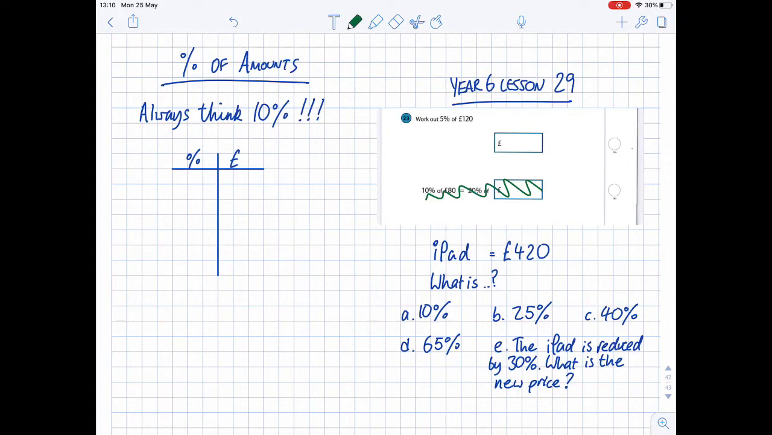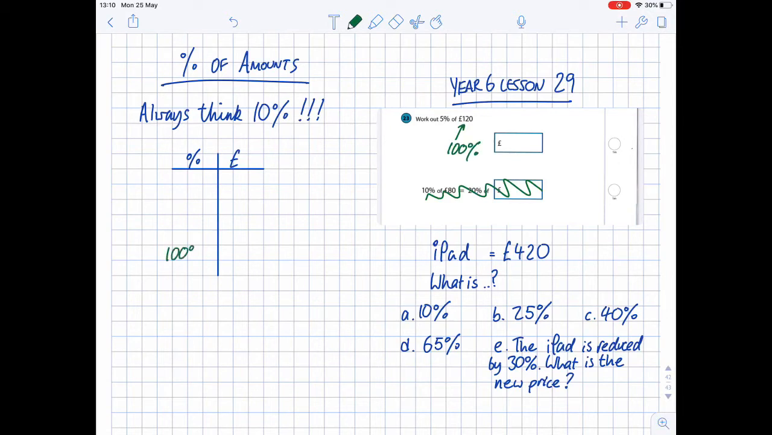Now remember, always think in terms of 10%. Even if the question is not asking you for 10%, 9 times out of 10, the answer will be much easier to work out if you first work out 10%. Whatever the amount is in the question, you've got to think that's 100% because that's all of it. So I'm going to put that down here.